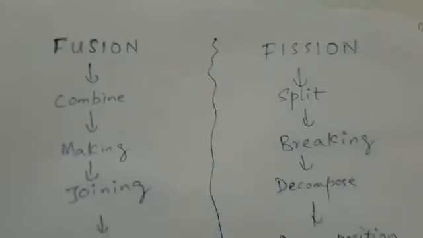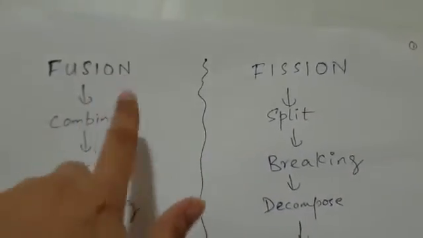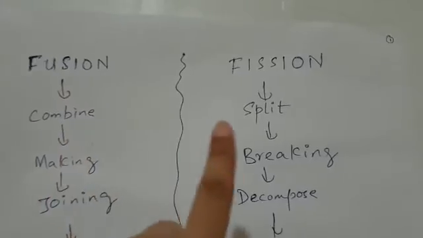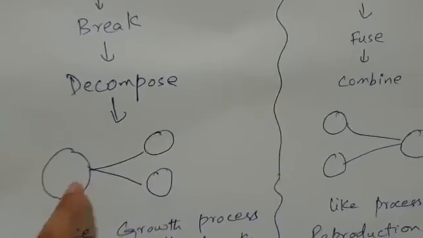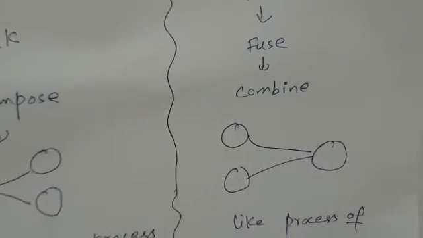What is your assignment? You have to differentiate. You have to make two columns, one for fusion and one for fission. You have to differentiate, like fusion is the combination reaction and fission is the decomposition reaction, and you have to make a drawing. This is for fission and this is for fusion.